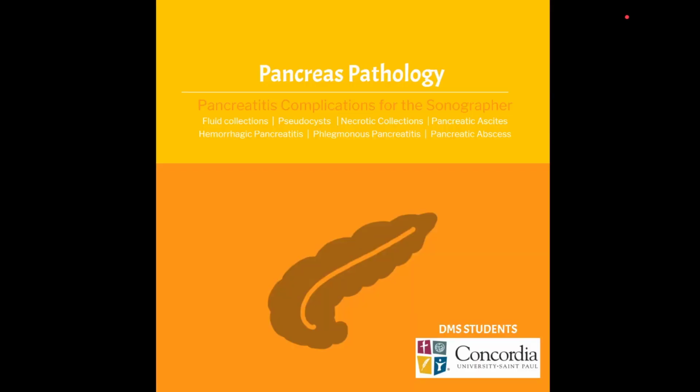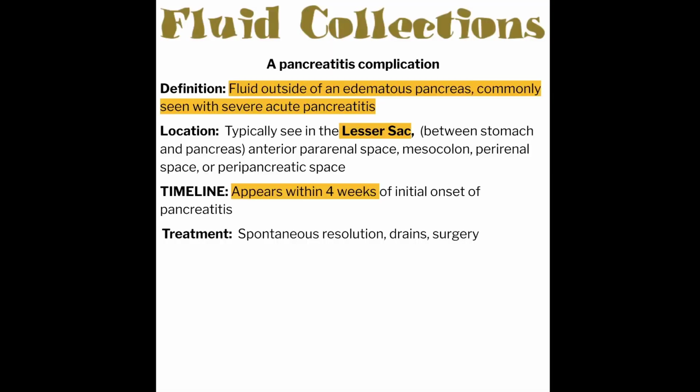All right, let's move into part 2, pancreatitis complications. Acute and chronic pancreatitis can result in complications that are somewhat diagnosable by ultrasound. So we're going to take a look today at fluid collections, pseudocysts, necrotic collections, pancreatic ascites, hemorrhagic pancreatitis, phlegmonous pancreatitis, and finally pancreatic abscess.